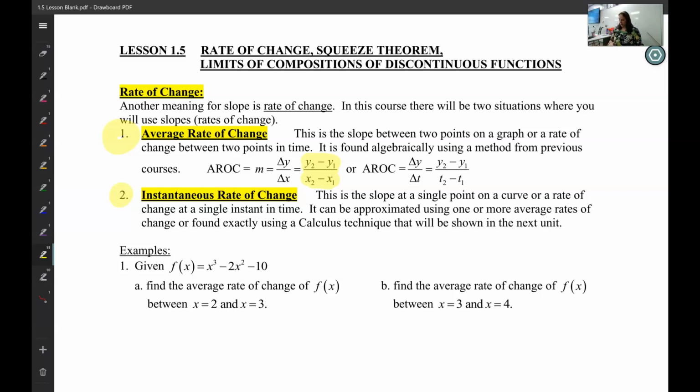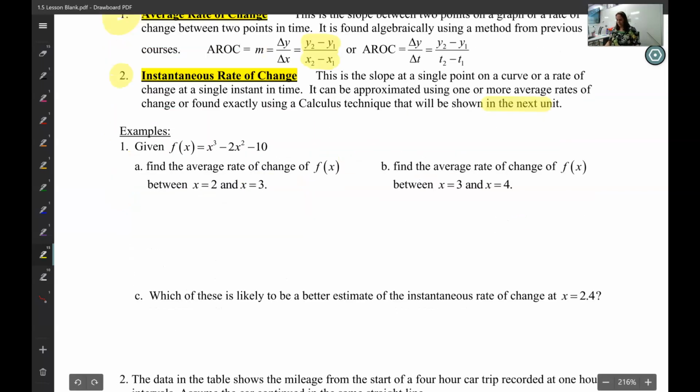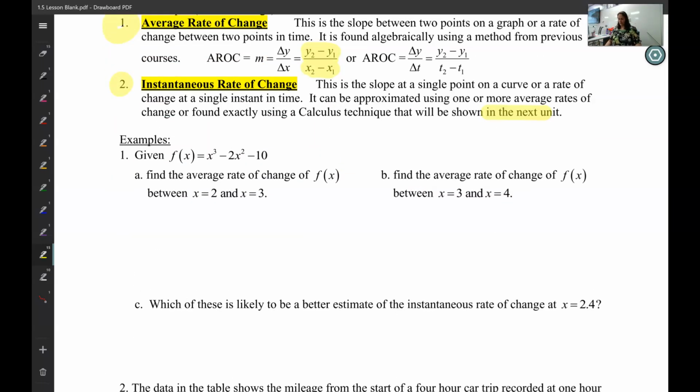This one we're not going to talk about as much right now. We're building up to what an instantaneous rate of change is, which is a derivative. So we'll come to that in the next unit. But let's review average rate of change right now. So change of y over change in x.